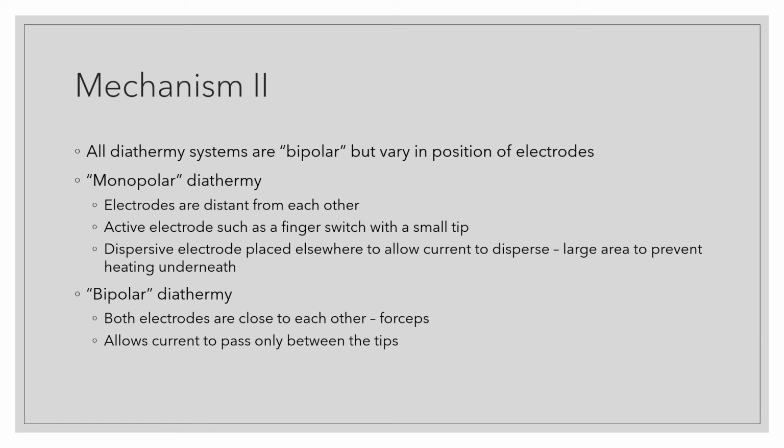Bipolar diathermy, by contrast, both of the electrodes are close to each other, and they're usually in a pair of forceps, with one electrode on one side and the other electrode on the other side of the forceps. And what that means is it only allows current to pass between the tips, which is very useful for controlling exactly where you want your tissue damage to happen, but less useful if you want to do more broad brush and larger cuts.